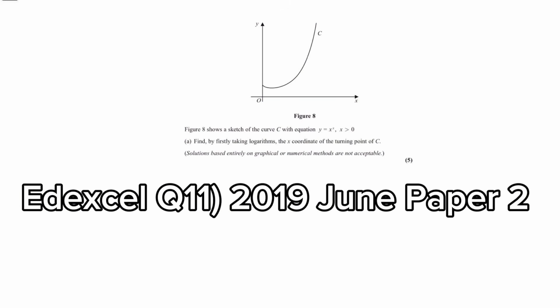Hey guys, today we're going to be going through some difficult A-level maths questions. Hope you enjoy. Here in this first question, we're given a function y equals x to the x, and we're told to find, by firstly taking logarithms, the turning point of the curve.